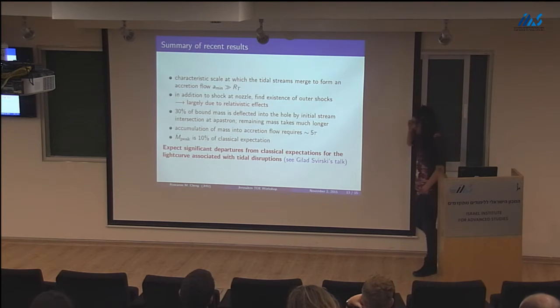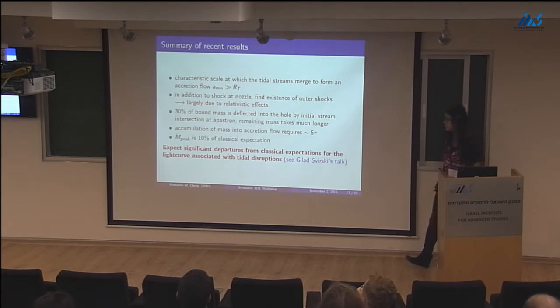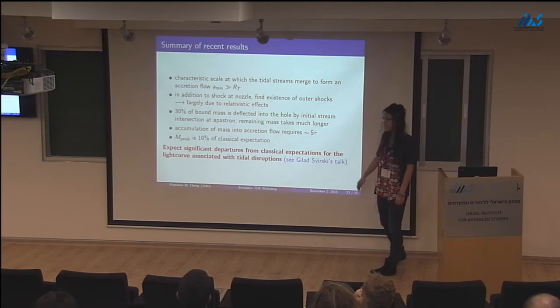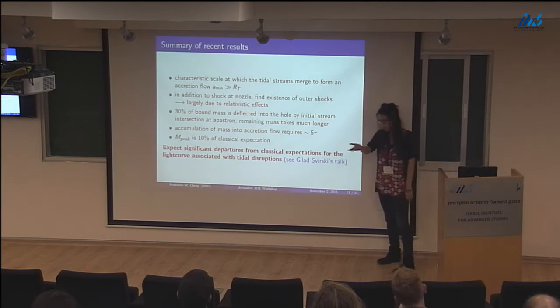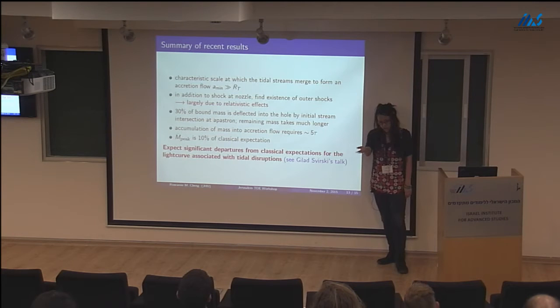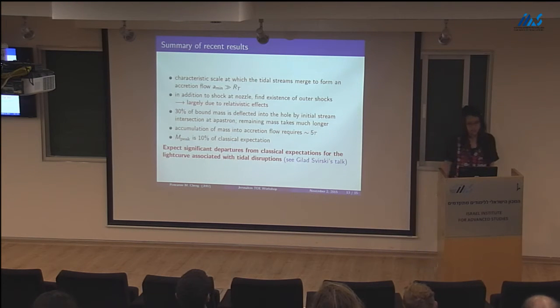30 RG. Okay, so to summarize these recent results, we find that the characteristic length scale for a disk to form is at Amin, which is much greater than the tidal radius. We find that in addition to the shock at the nozzle, there are also outer shocks when the debris stream intersects itself. And we find that these outer shocks are due to relativistic effects.